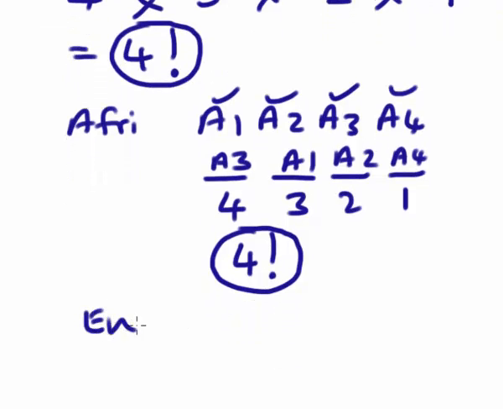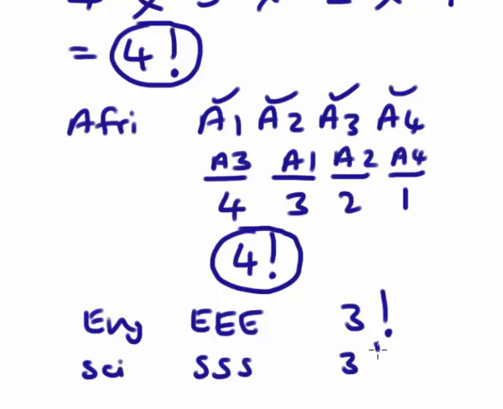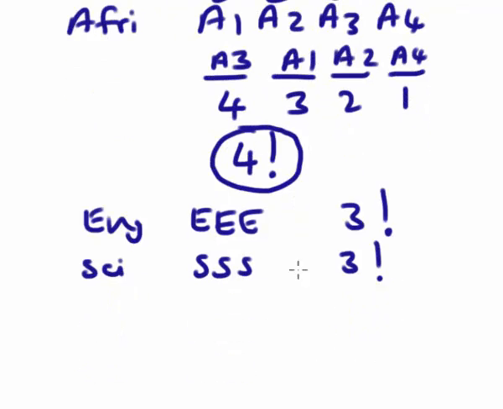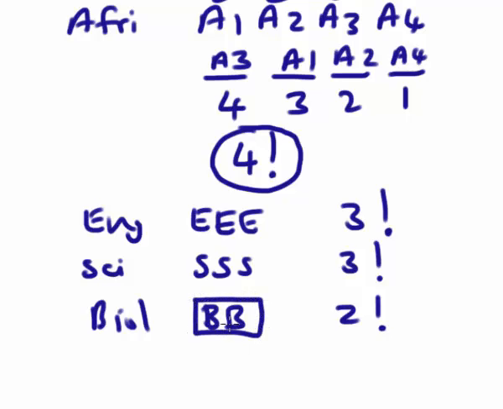What about the English? Well, there's 3 English books. They can be arranged in 3 factorial. What about the science? Well, there's 3 science books, 3 factorial ways, like the Afrikaans. And the biology can be arranged in 2. There's 2 biology books, and they can occupy that object in 2 possible ways. In the first space, one of those biology books can go there, and then the other one can go there. So there's 2 and 1.